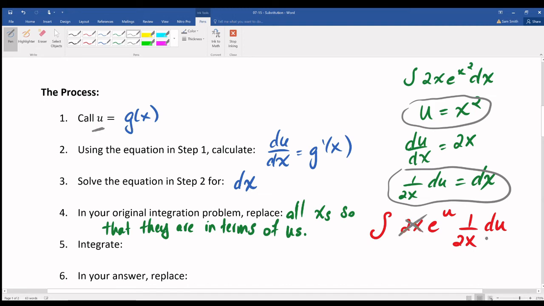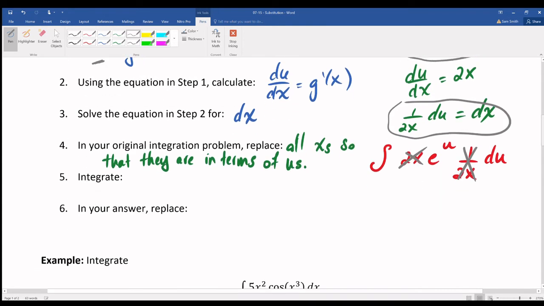If at the end of this process you are able to get rid of absolutely every instance of x, and now you have just an integral that contains the letter u only, so I am integrating e to the u, dummy variable u, with respect to u. Now that we have set up this much nicer, cleaner equation, we can integrate the function that we wrote in terms of u.